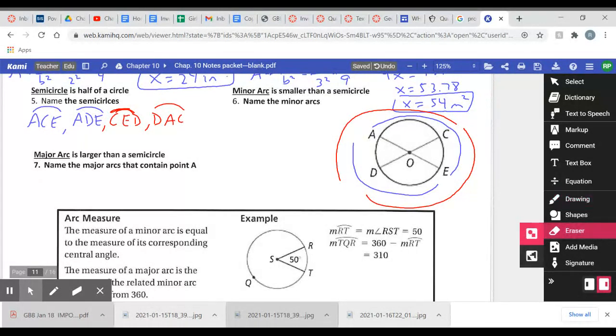Okay, next are the minor arcs. So let me erase these semicircles.